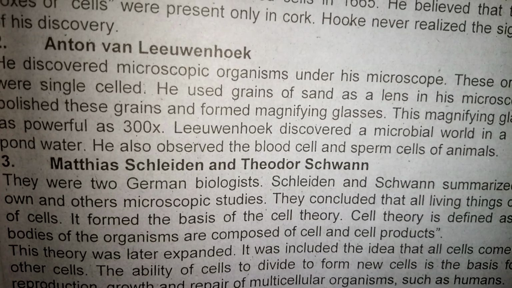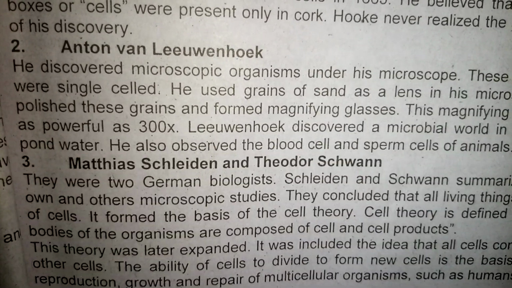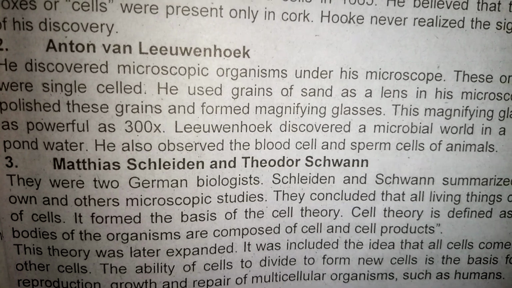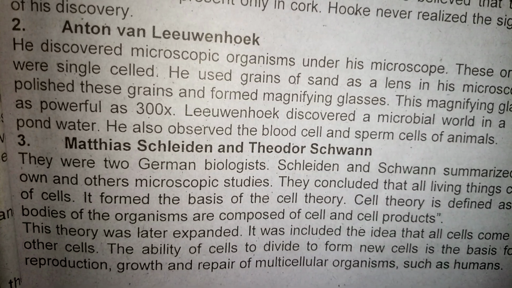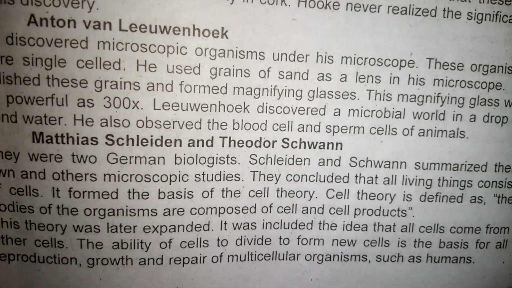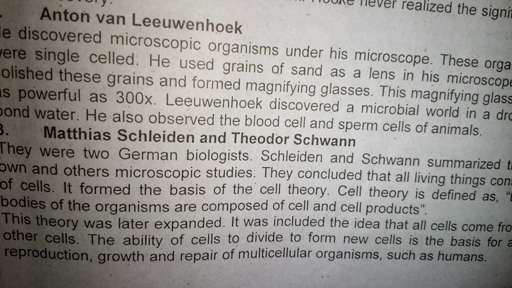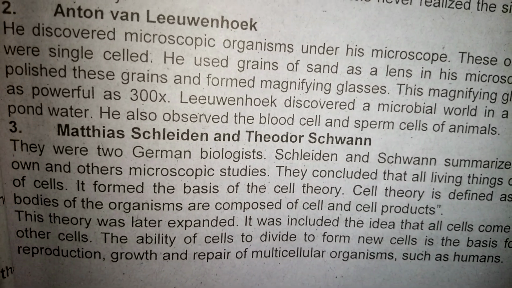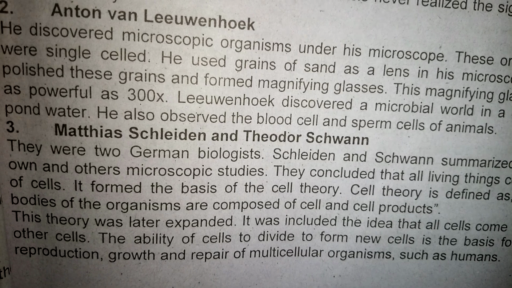Matthias Schleiden and Theodor Schwann were two German biologists. Schleiden and Schwann summarized their own and other microscopic studies. They concluded that all living things consist of cells. It formed the basis of the cell theory. Cell theory is defined as: the bodies of organisms are composed of cells and cell products.